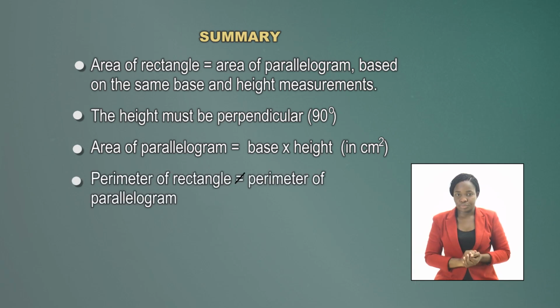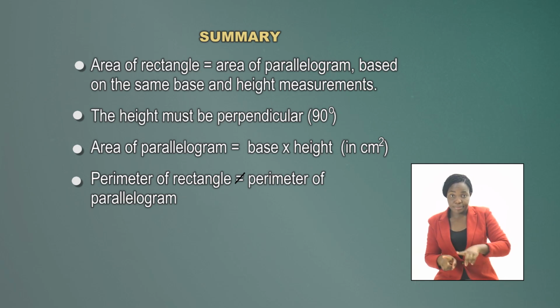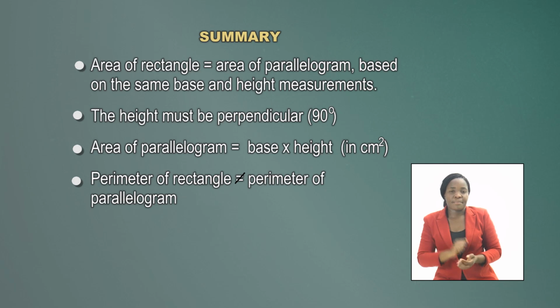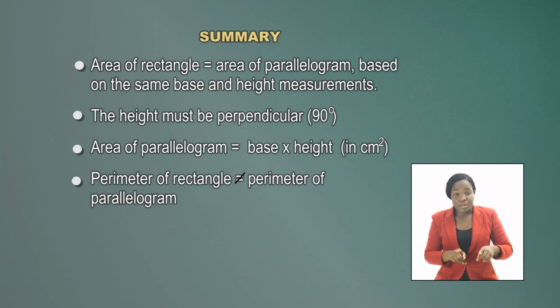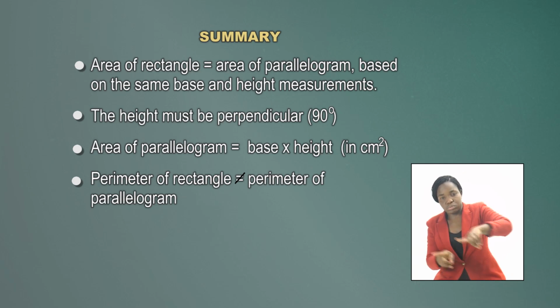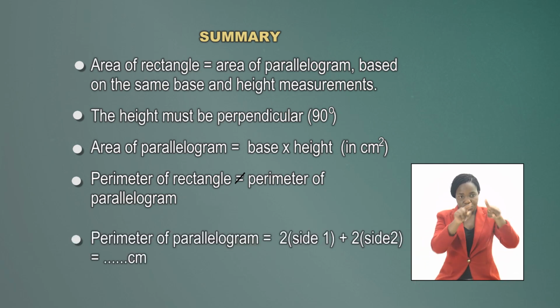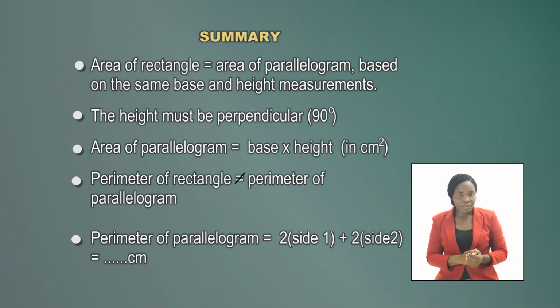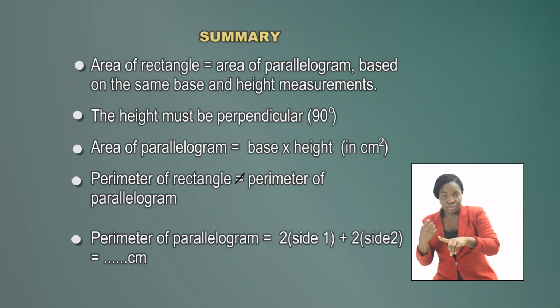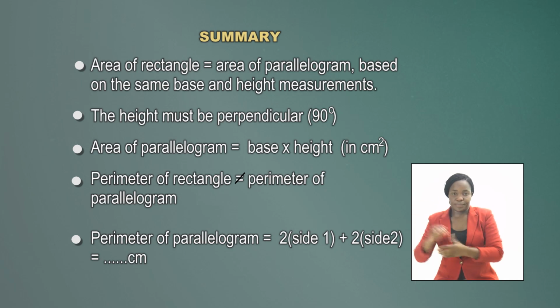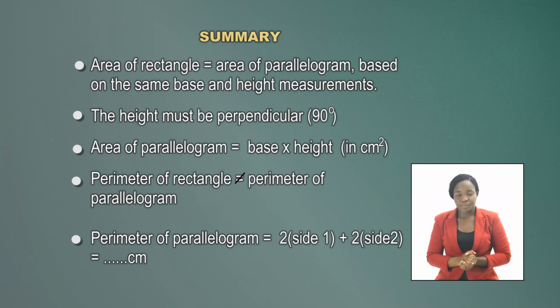The perimeter of the rectangle and the perimeter of the parallelogram are not the same because the parallelogram has a diagonal line that has a different length from the breadth of the rectangle. The formula we can use to find the perimeter of a parallelogram is 2 times the length of side 1 plus 2 times the length of side 2. The unit of perimeter is centimeters because it is a distance.